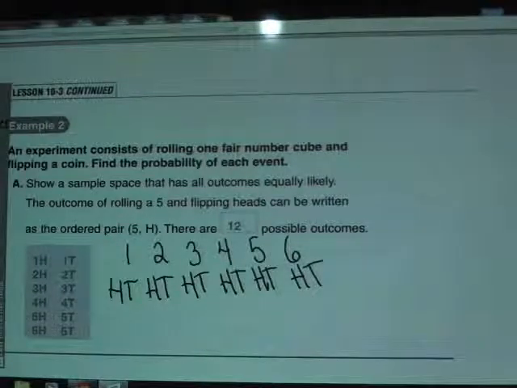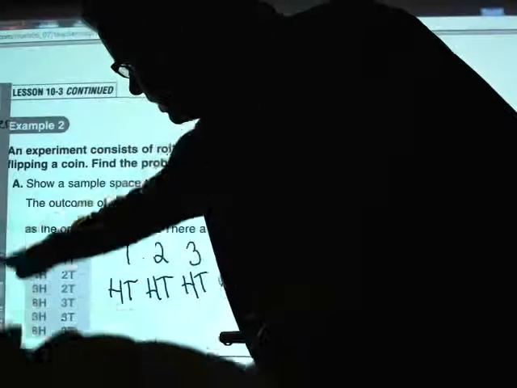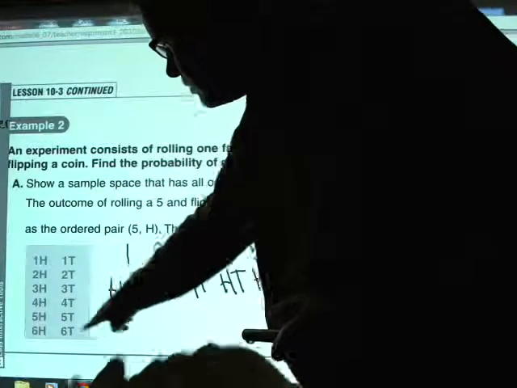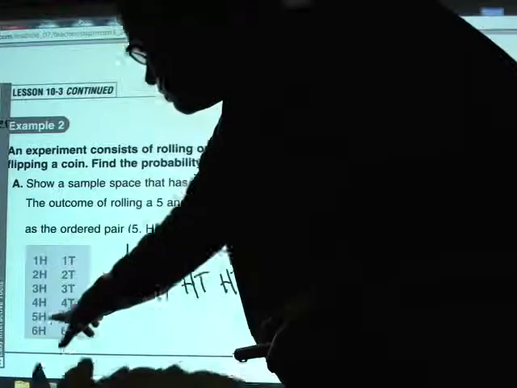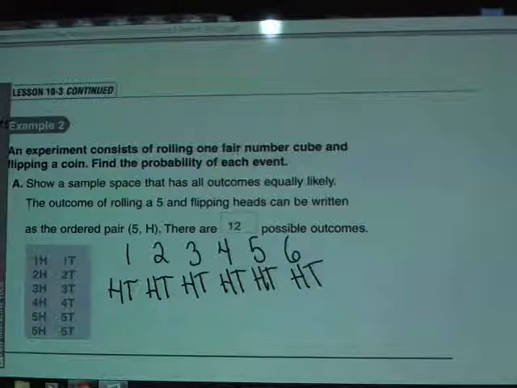All right, and then they're talking about the outcome of rolling a 5 and flipping heads. Well, as you can see here, when we look at the table, there's 12 possibilities there, 12 in the list, and only 1 that says 5 and heads. So the probability there is going to be 1 compared to 12.